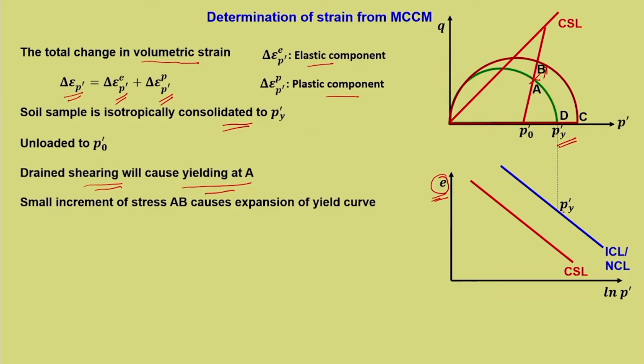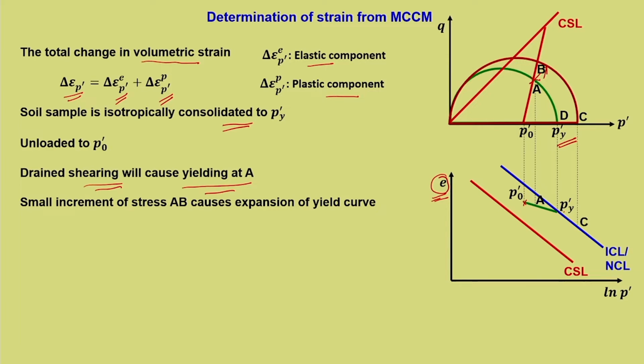So, this is P dash y, which is isotropically consolidated, then there is unloading to P naught dash. Okay. So, this point is the unloaded point. Then the point where it yields is given by A. So, up to yield, P naught dash to A, we know that it will be on the reloading line.